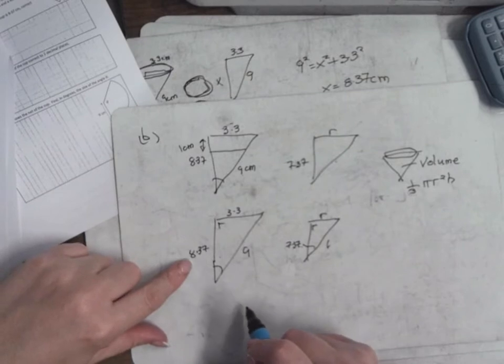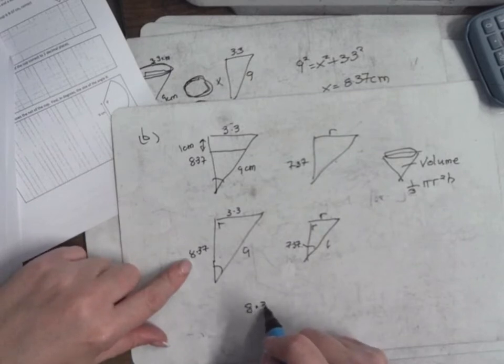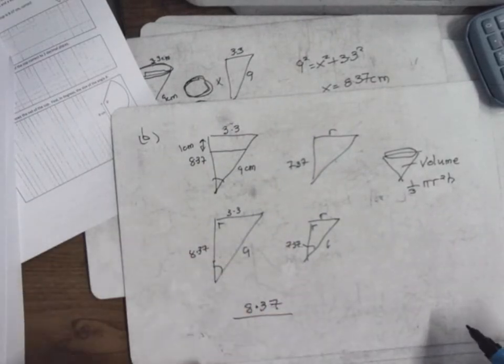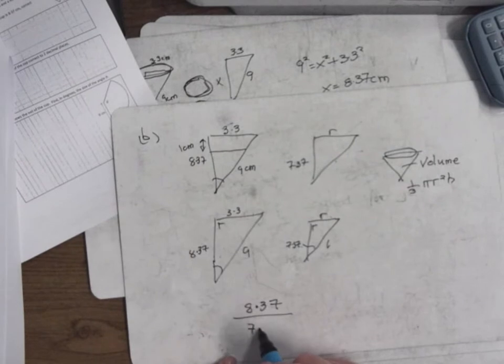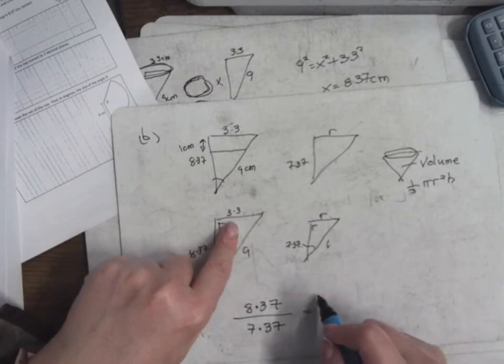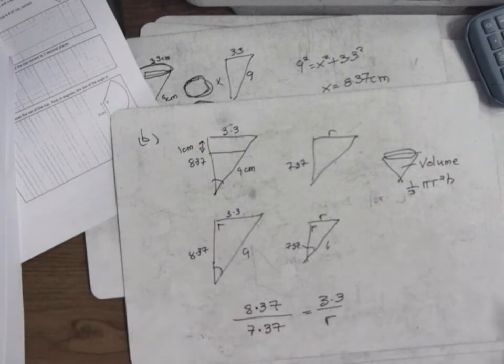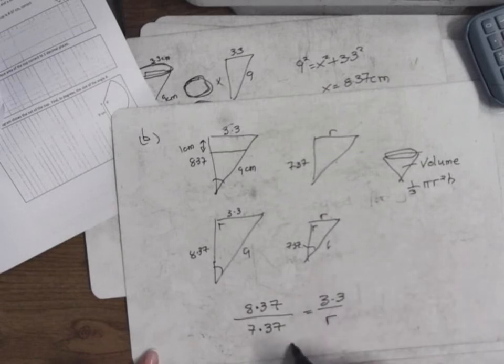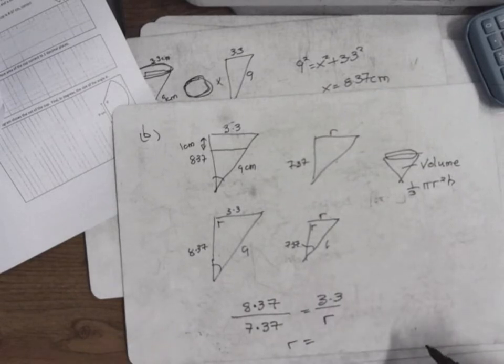So you take the side in the big triangle, 8.37, you put it over the corresponding, the matching side in the smaller triangle. What does that measure? 7.37. And that would be equal to, the radius in the big triangle is 3.3, all over the radius in the small triangle, which is what I'm looking for. Then you cross multiply and you divide. You don't round it up because we're only getting the radius. So you work out what the radius is. Will someone work that out for me? Or if someone has an answer, that'd be great. Don't round it up for a few minutes.